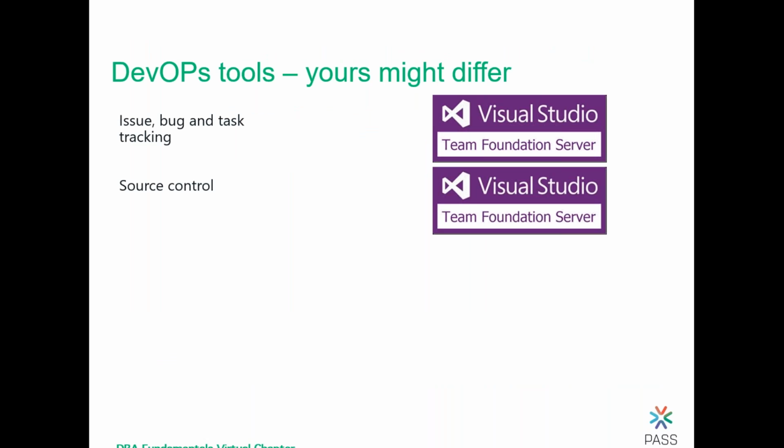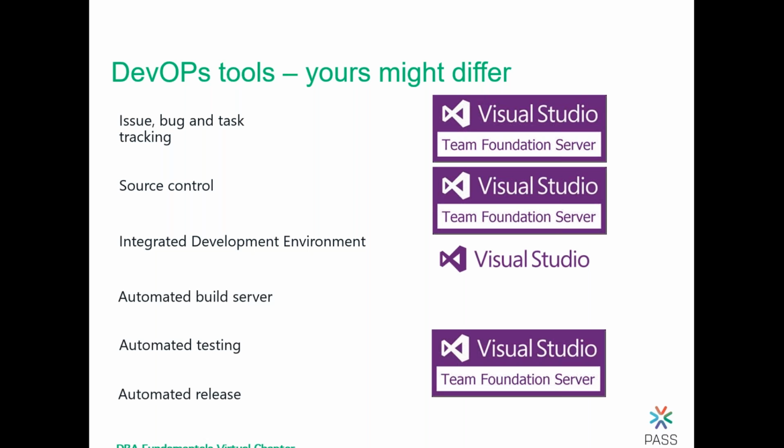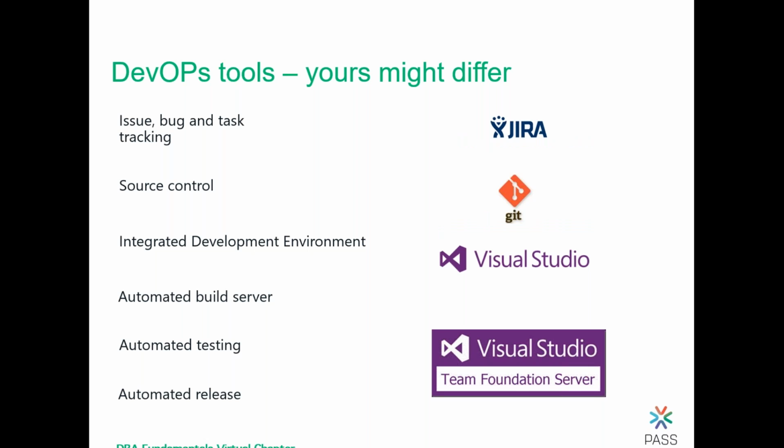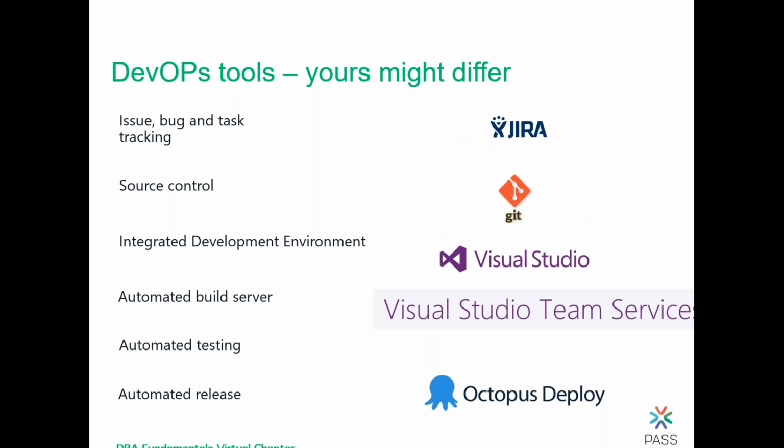We need to have source control. We need to be able to develop, and we need an automated build server for CI, automated testing, and continuous integration, and an automated release process. So this is one set of tools if you were going into the Microsoft stack, but this is the real world. So you may actually use a combination of other tools, and that's okay because it's your process, right? It's what works best for you.